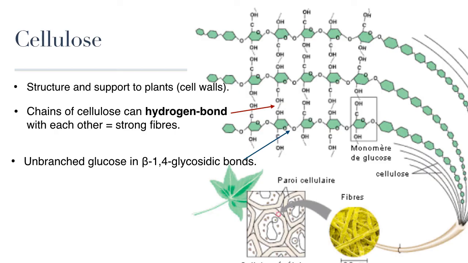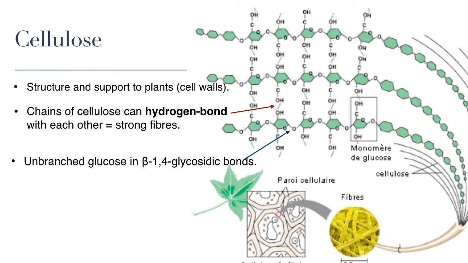Now, one more thing about cellulose. The glycosidic bonds in cellulose can't be broken down by the human digestive enzymes. We don't have the enzymes to break down beta glycosidic bonds. So we are not able to digest it. We're not able to digest cellulose.